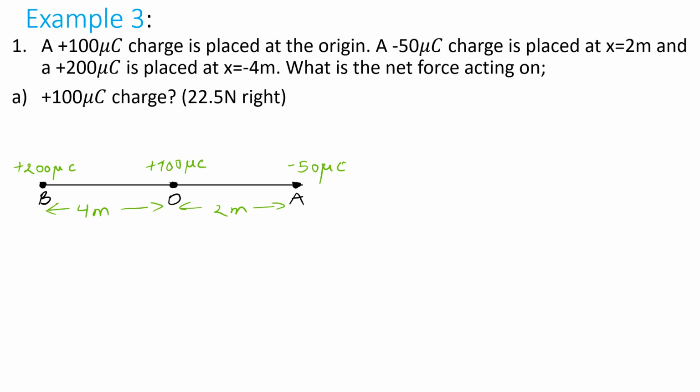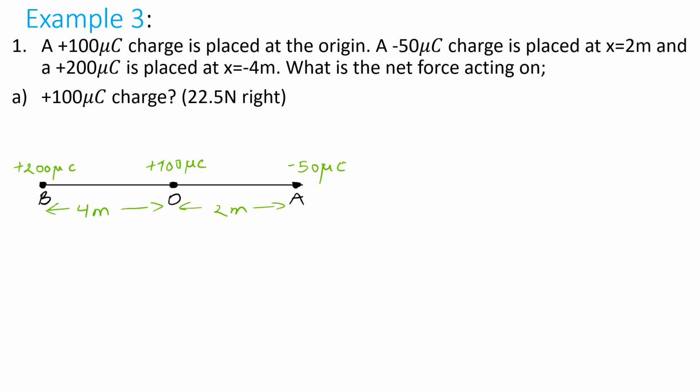We continue with our numerical examples, and example 3 says a 100 microcoulomb charge is placed at the origin, a negative 50 microcoulomb charge is placed at x equals 2 meters, and a positive 200 microcoulomb charge is placed at x equals negative 4 meters. What is the net force acting on? Part A of the question says the 100 microcoulomb charge.